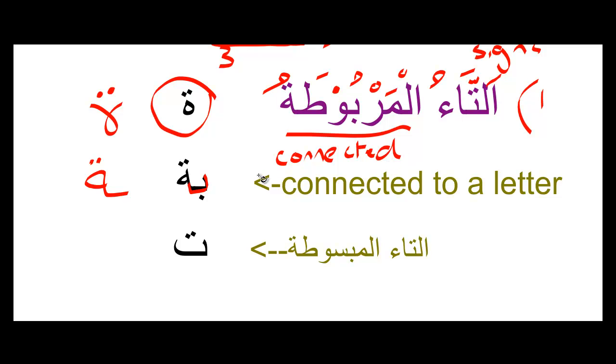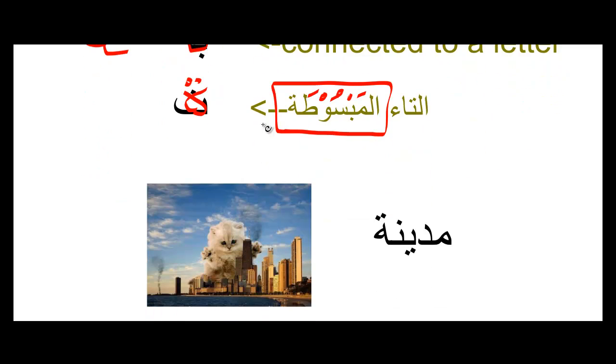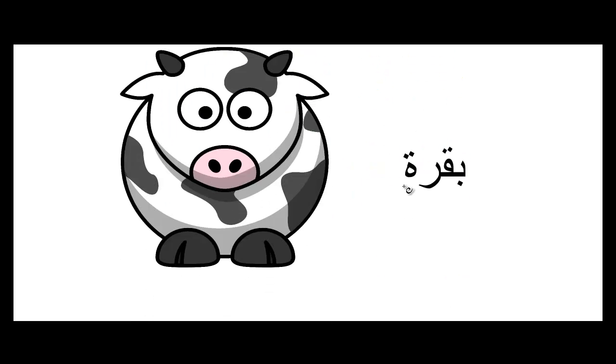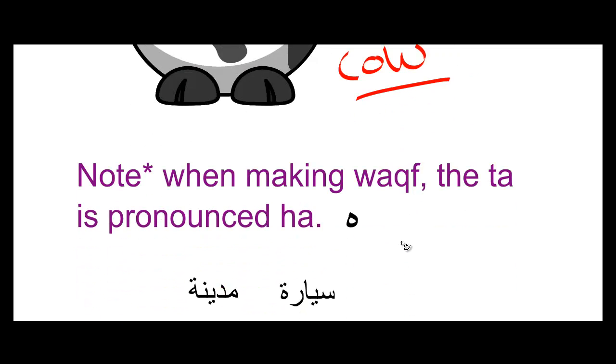Okay, and the reason why it's called connected, well, if you look at this ta, which is the normal ta that you're used to, the third letter in the Arabic alphabet, you'll see that it is called a ta al-mabsuta. And mabsuta means spread out. And so you can observe that if you were to take these two parts and connect them, you'd get a connected ta, a ta marbuta. Okay, and that's the easy way to remember which one is which. And so examples of words that use the ta marbuta, for example, Medina. And Medina means city. And so here we have the city. Another example is baqara. And baqara means a cow.